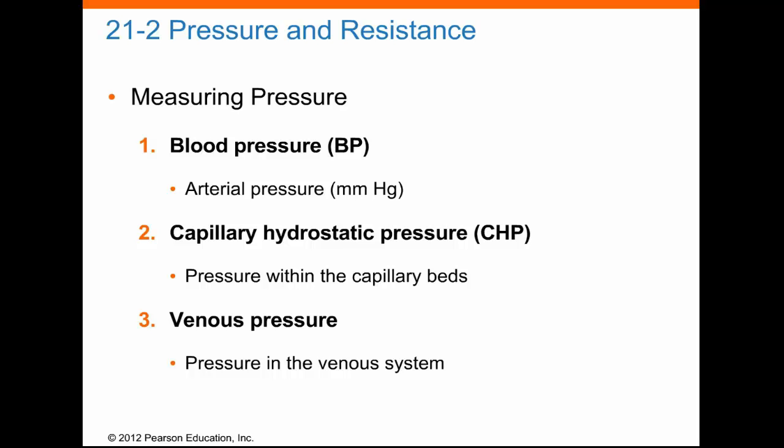Another type of pressure is the capillary hydrostatic pressure. So this is the pressure within the capillary beds. The capillary beds need to have a sufficient amount of pressure to be able to move the solutes and the gases out of the blood vessels into the interstitial space. And then you have venous pressure, and this pressure is the pressure required for the rest of the venous system with blood that is travelling back to the heart against gravity.